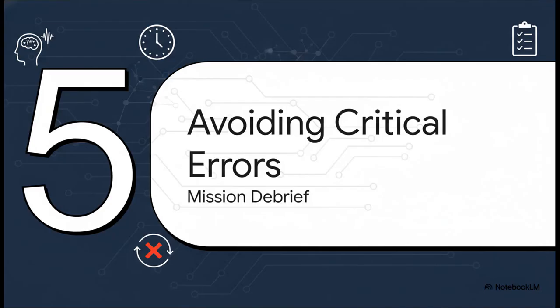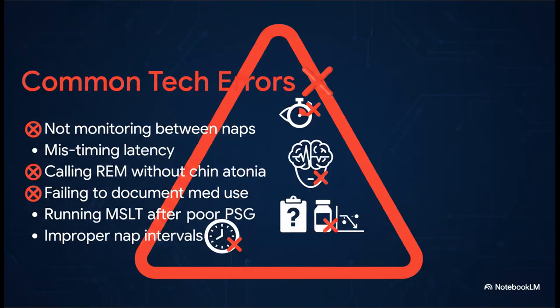And that brings us to our final section, the mission debrief. Let's go over the common errors so you can make sure your missions are always successful. These are the protocol violations that can completely invalidate an entire study. For example, calling REM sleep without confirming that associated muscle paralysis, that atonia, that's a critical scoring error. Every single point on this list is a direct result of not following the procedures we just talked about. This is your what-not-to-do checklist.